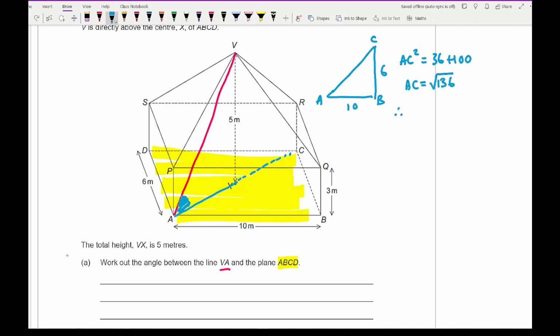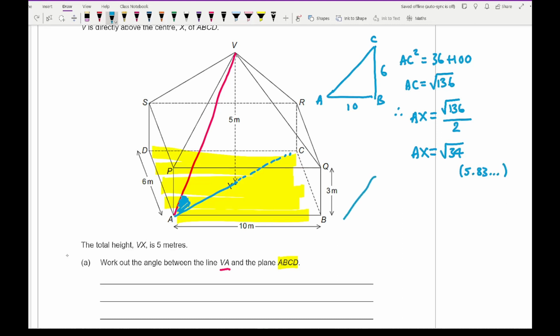Then if I want to work out what AX is, which is half of that, it's going to be root 136 divided by 2. And that gives me an answer of root 34, or the decimal equivalent, which if I reach for my calculator is 5.83 and so on. I'm going to leave it as root 34 because that's quite a nice way of writing it.